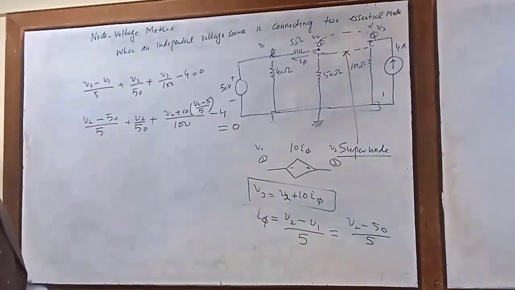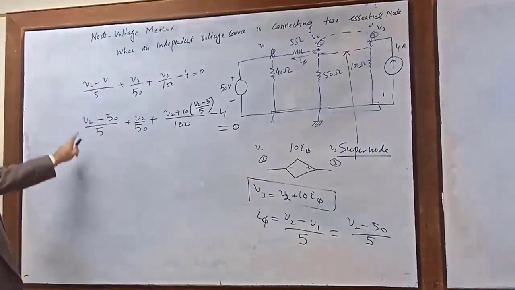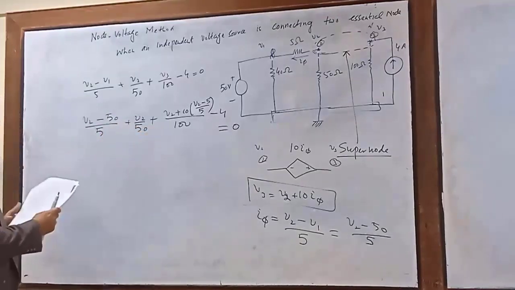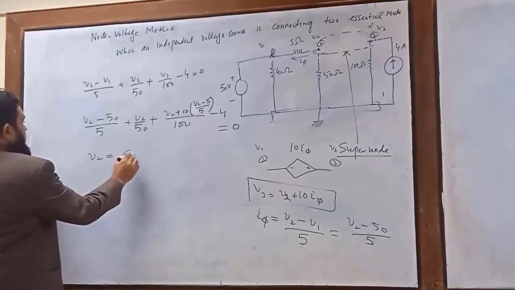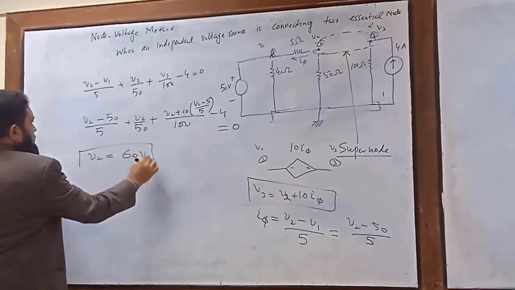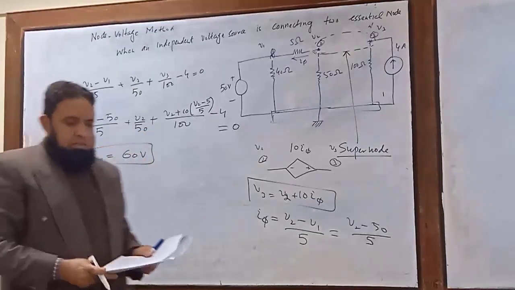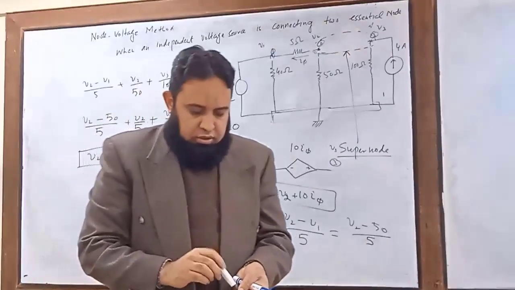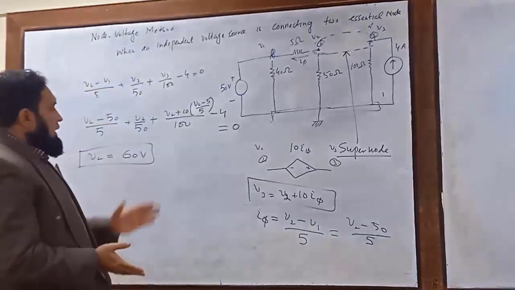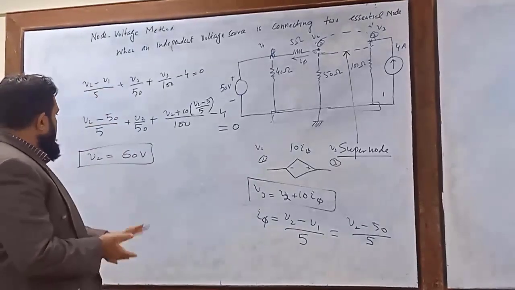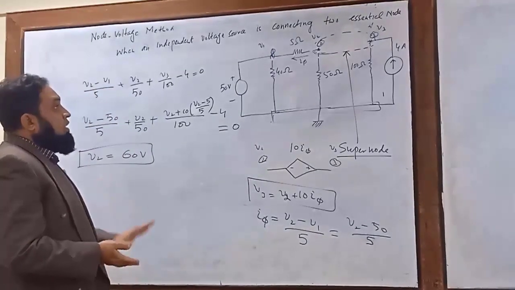So now we have one equation, one unknown, and that is V2. So solving this for V2, V2 comes out to be 64. Very simple one. You can simply use your techniques studied in mathematics. So this is the voltage, which comes out to be 60 volt.